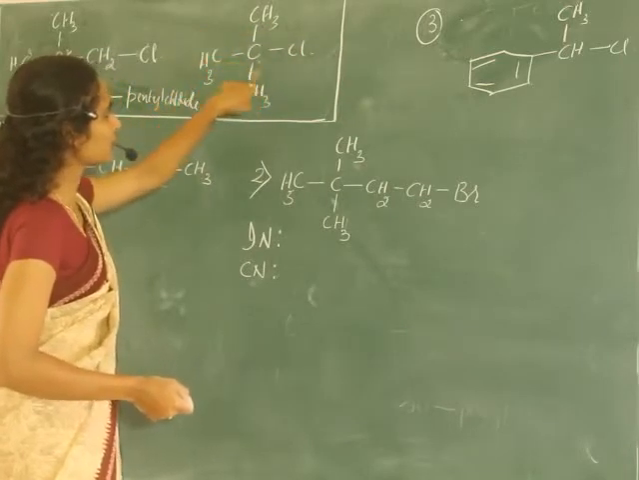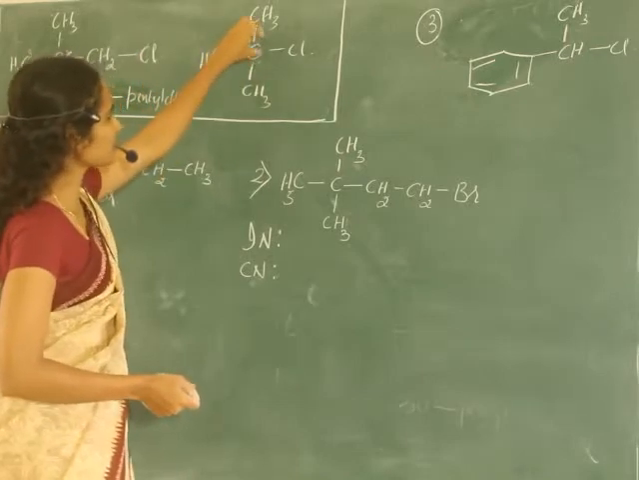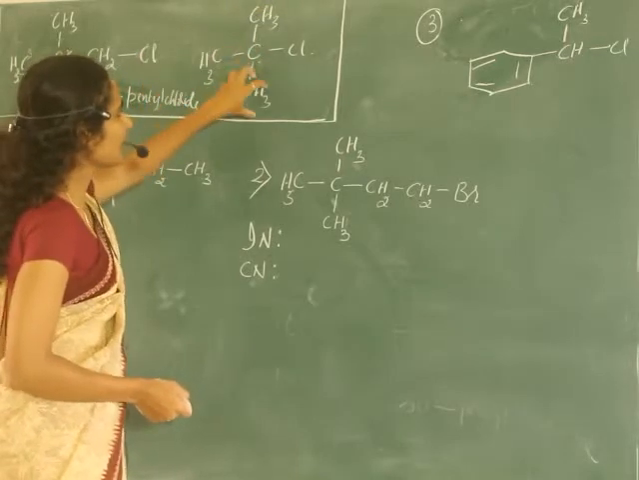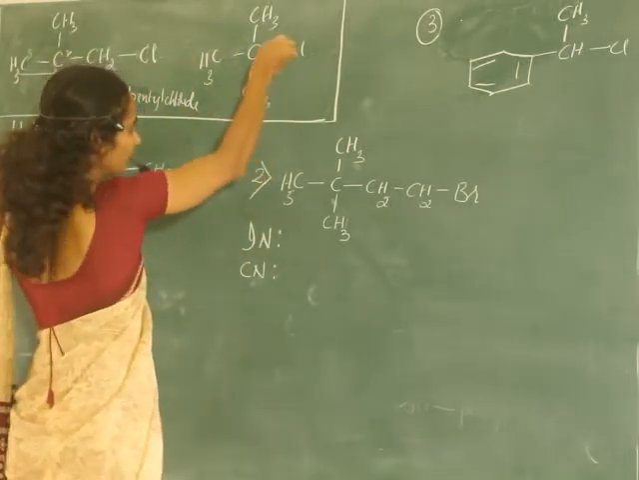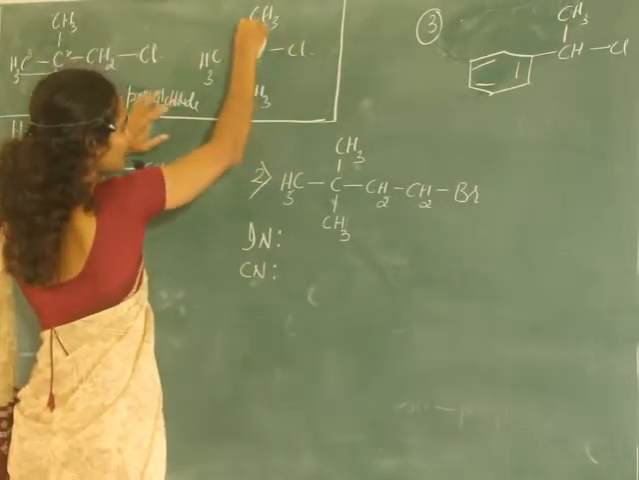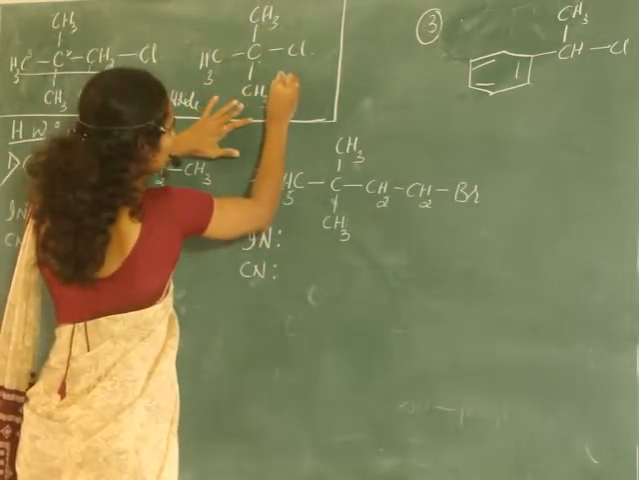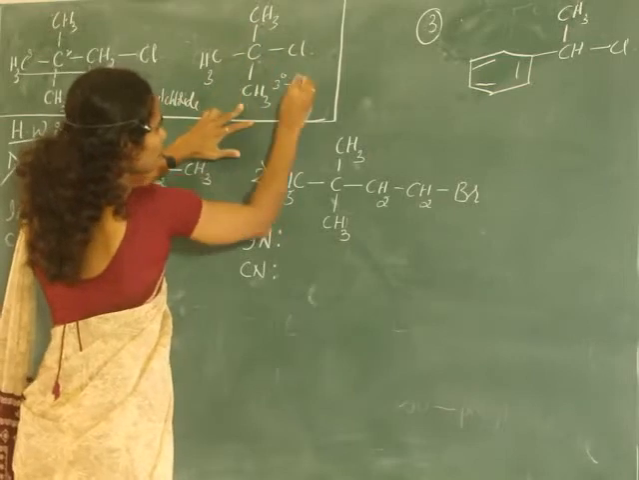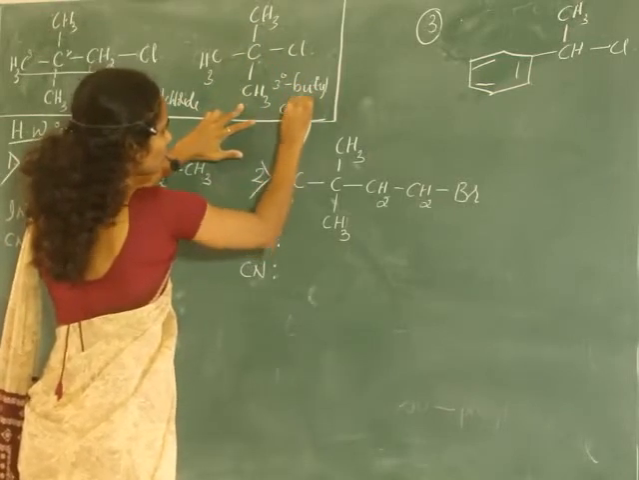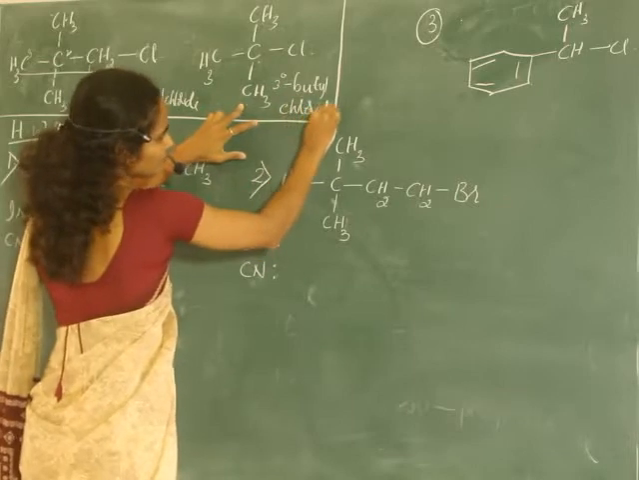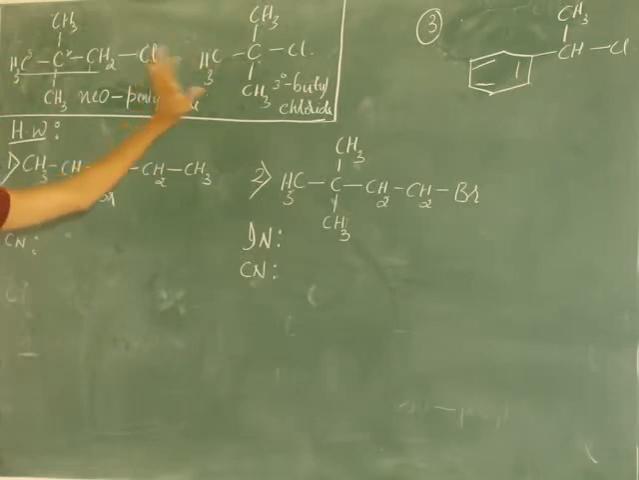Right? This carbon must be attached to 4 carbon atoms. Out of 4 carbon atoms, 3 must be methyl groups. But here, this carbon atom is attached to only 3 methyl groups. Hence, this is a halogen atom directly attached to a carbon atom containing 3 carbon atoms. Hence, this compound is tertiary butyl chloride. Tertiary butyl chloride. I hope it is clear for you now.